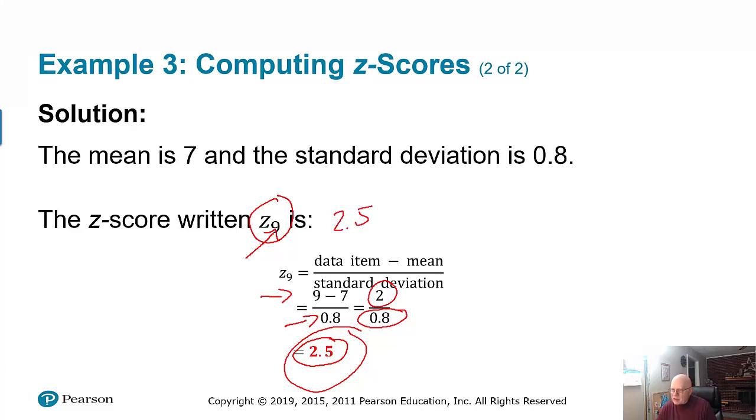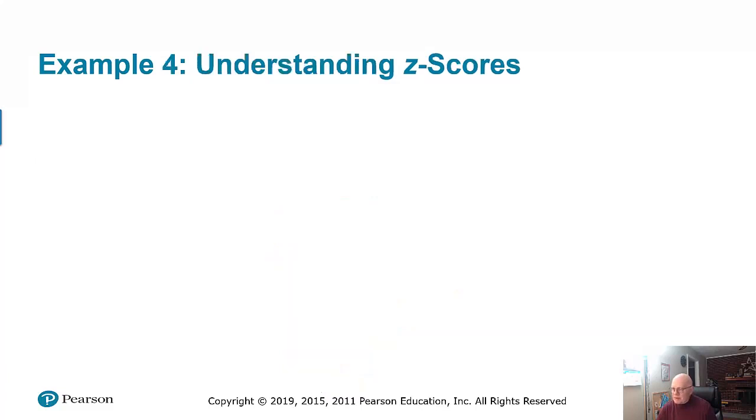Notice another thing too, z-scores do not have any units, because if you look at these items on the top of the fraction, both of those are in inches. Subtract inches from inches, you get so many inches. On the bottom, standard deviations are also in inches, which means you're going to be dividing inches by inches. The inches cancel out just like anything else. 2.5 is it. No units. Z-scores do not have units.